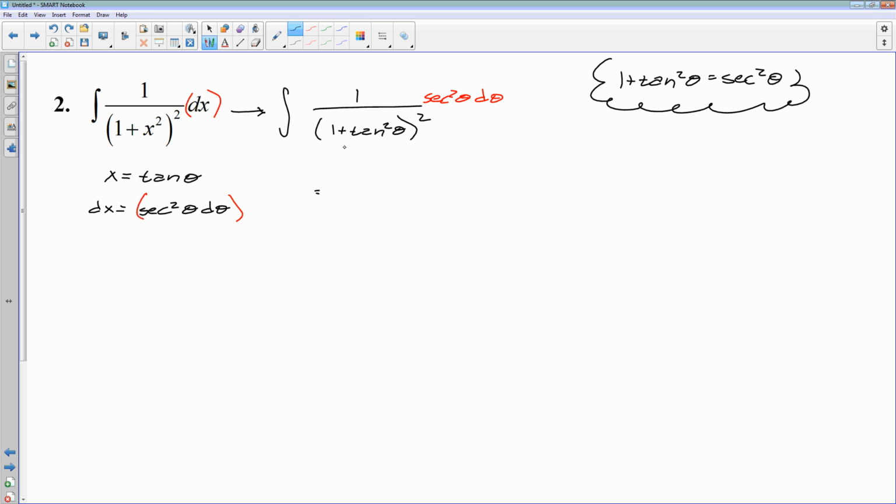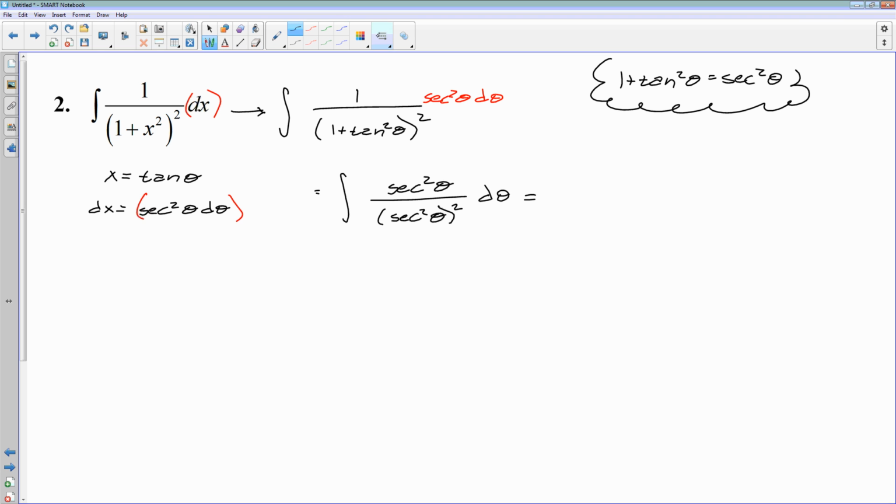So now we start cleaning that up. 1 plus tangent squared is secant squared. So I have secant squared theta squared. My top is secant squared theta d theta. And this does a lot of cleaning up. I'm going to work to the right here.